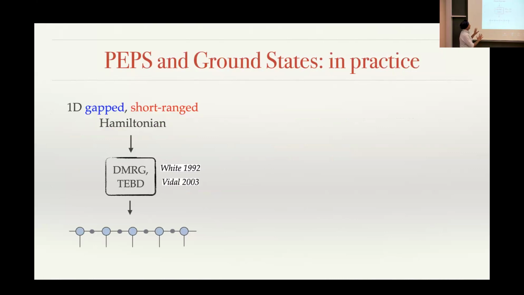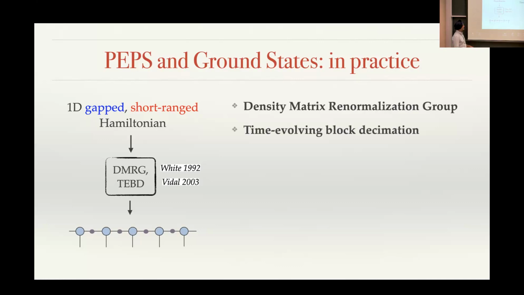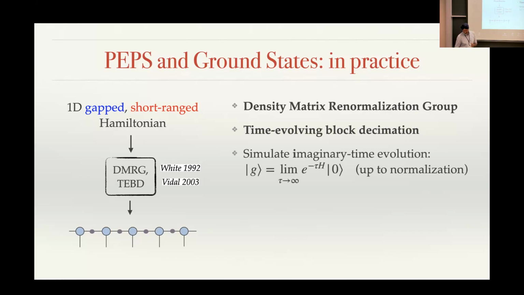Okay, so that was in theory. So let's say you don't care about theory. You say, I have my favorite Hamiltonian. How do I find the ground state of this Hamiltonian in practice? In 1D, there are a number of black box algorithms. You just throw in your Hamiltonian and you get these tensors out, which correspond to the MPS representation of the ground state. Two popular algorithms are the density matrix renormalization group, which I won't talk about more than just mentioning the name, and the time evolving block decimation algorithm, TEBD. I'll say a bit more about this because I'll focus on this algorithm here.